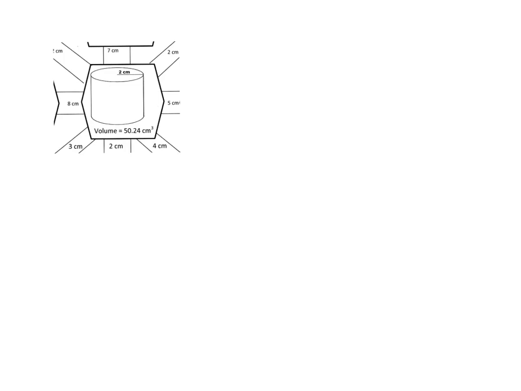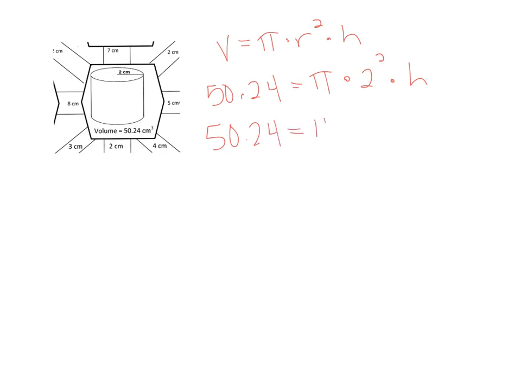Okay, once again, volume is equal to pi times radius squared times height. We're going to plug in what we know. Our volume is 50.24 is equal to pi times 2 squared times height. 50.24 is equal to pi times 2 squared is 4 times the height. Now I'm going to do this part, 4 pi. 4 times 3.14 gives me 12.56.